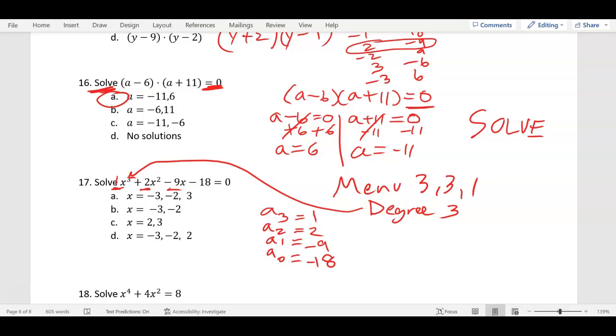Okay, so I go to my calculator. I go to a new calculator. Press menu 331. Don't press enter because you need to go up, make the degree 3. I know you can't see my calculator, but you got to press menu 331, change it to degree 3, and then plug in A3 is 1, A2 is 2, A1 is negative 9, A0 is negative 18. You hit enter, enter, and one more enter, you get the answer of negative 3, negative 2, and positive 3.